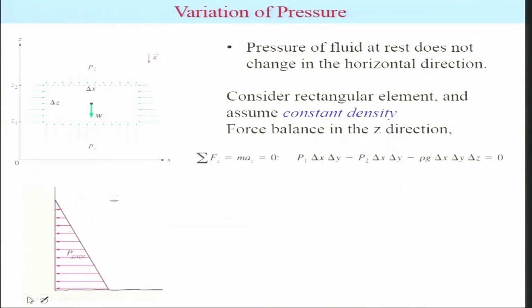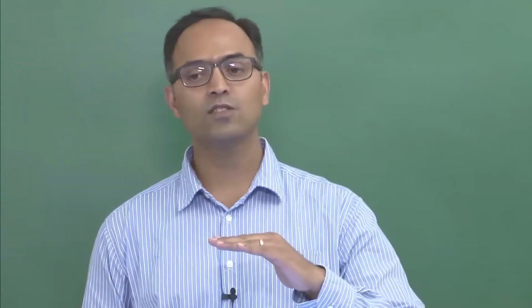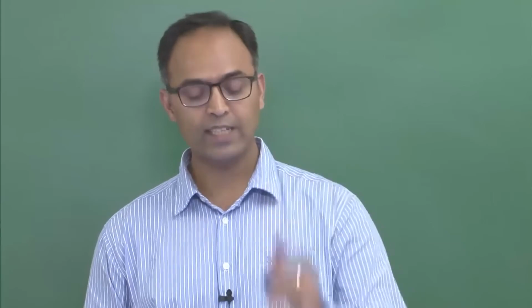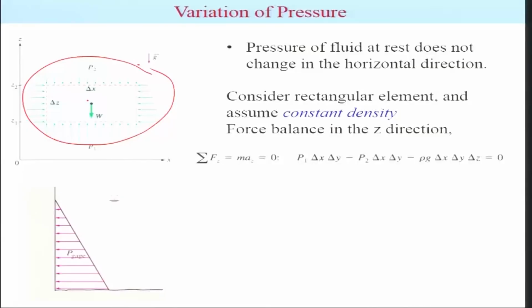Okay, so let's now look at the variation of pressure. You can take a rectangular element, which is defined here, and the shaded blue region is the fluid. Now you can do a force balance in the horizontal direction. You can clearly see that the pressure should be the same at each point. So let's do a force balance in the vertical direction.